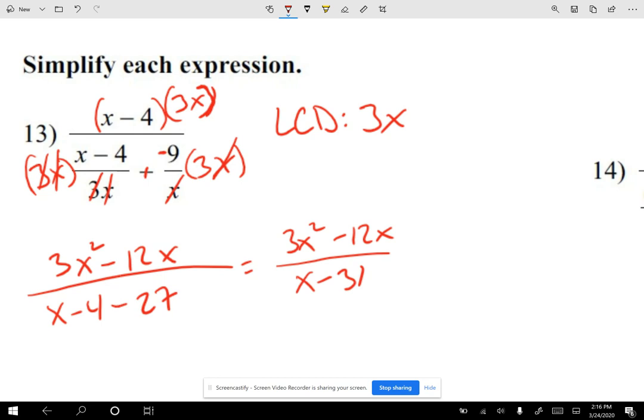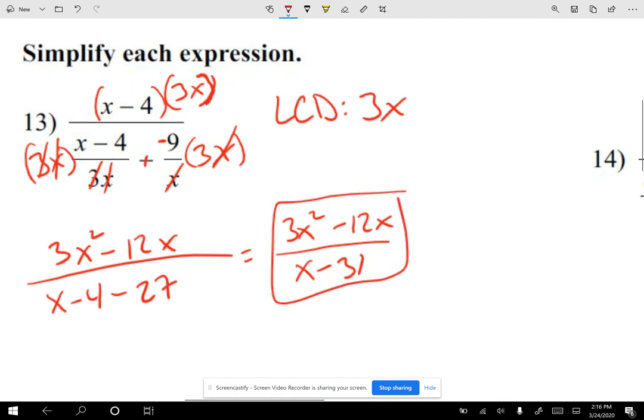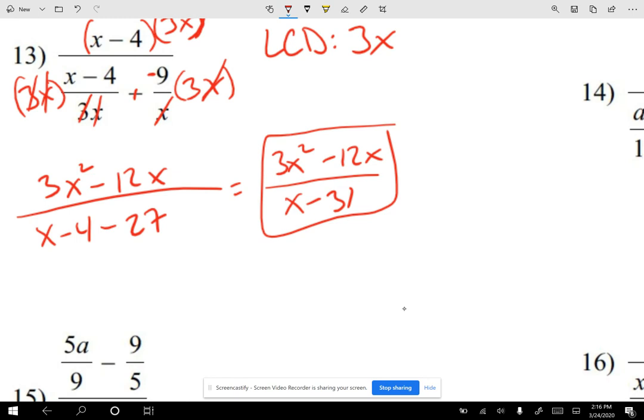You don't have to factor the top. You don't have to factor a 3 and an x. I'm just going to leave it at that. That's my answer. Now, the way I will type this: 3x squared minus 12x over x minus 31.